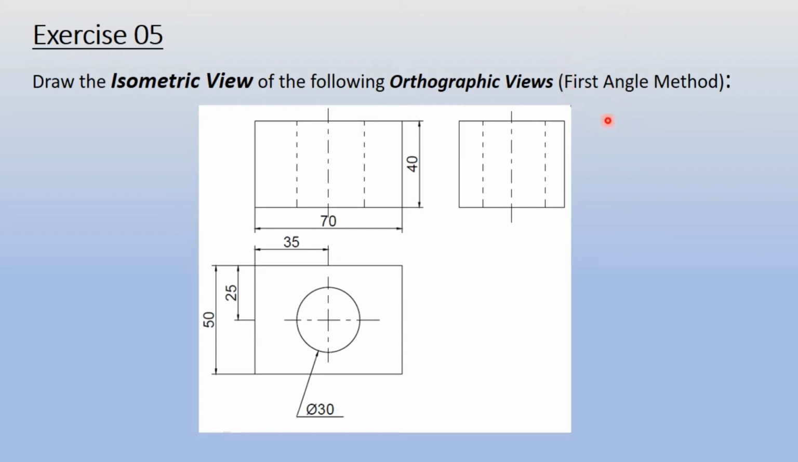Sometimes it will be given in the third angle projection method also, where the top view will be given above and the front view will sometimes be given below. So you should not panic in that scenario also. Now we'll see our question first here. As you can see, this is the front view, top view, and this is the left hand side view.